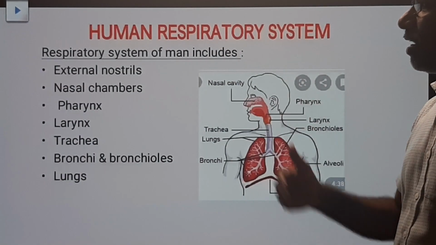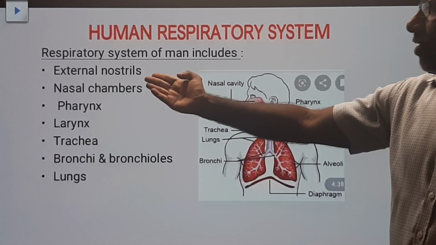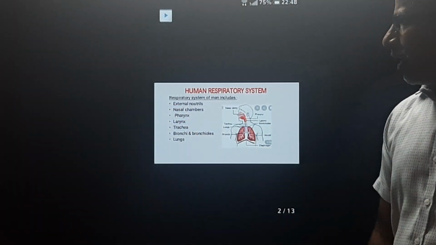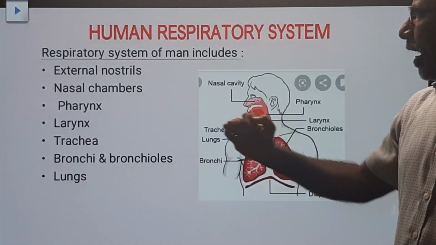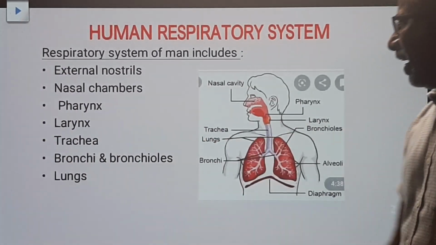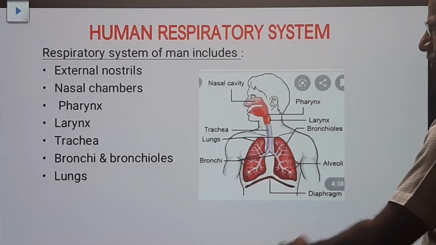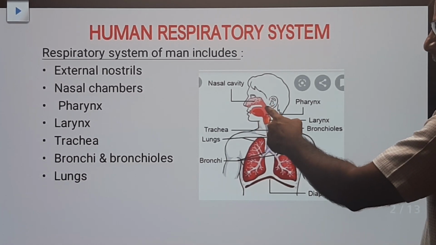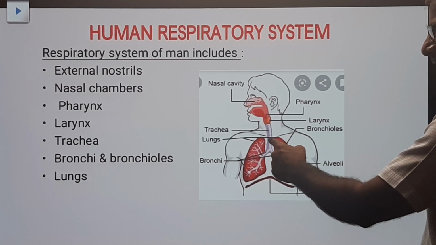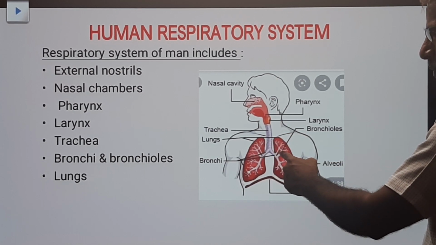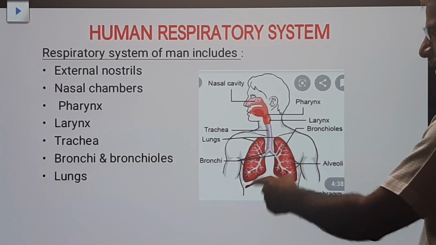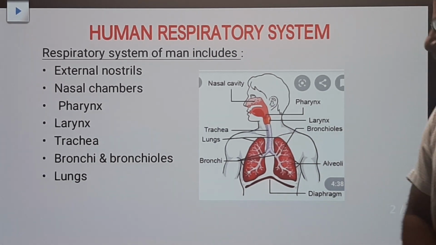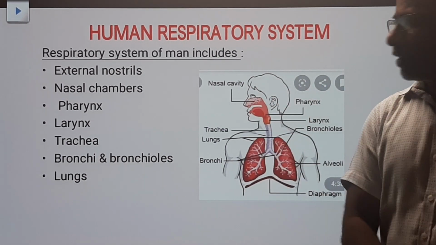The human respiratory system includes external nostrils, nasal chambers, pharynx, larynx, trachea, bronchi, bronchioles, and lungs. These are the various structures. This is the diagram, the entire human respiratory system. Come on, next please.